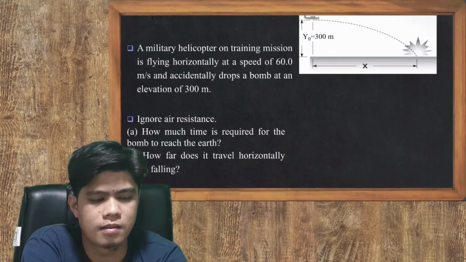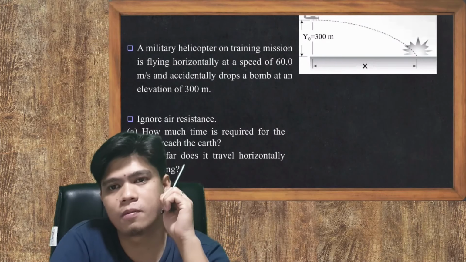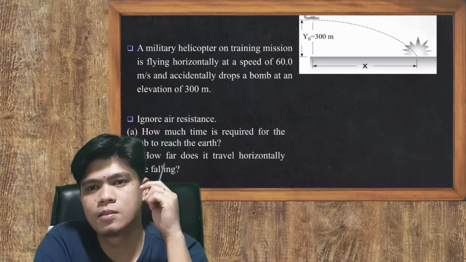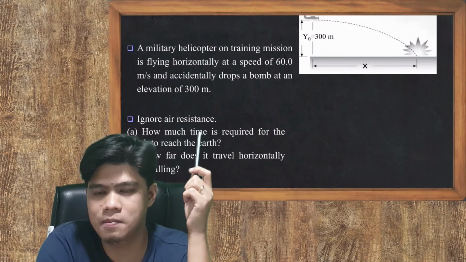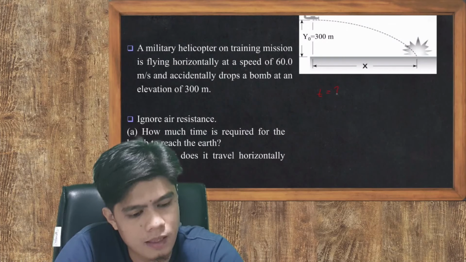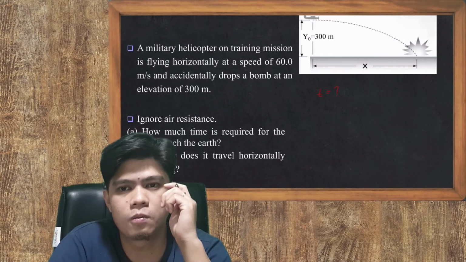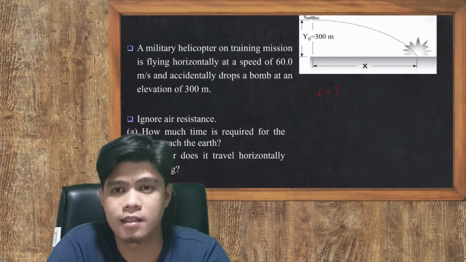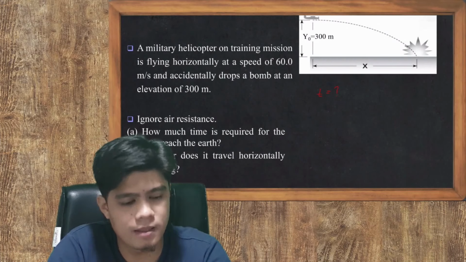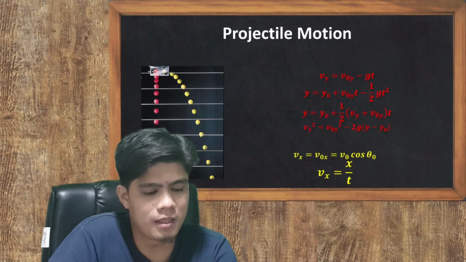Okay, so step 1, or the first technique, is to know what is the unknown. So the question is how much time. So our unknown is time. Okay, so what we will do is look for our formula that involves time. Now I will look at my formula sheet.